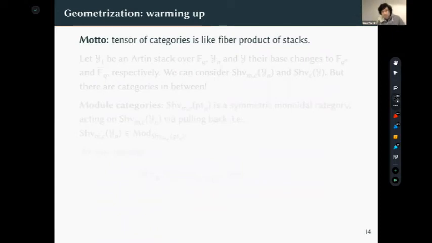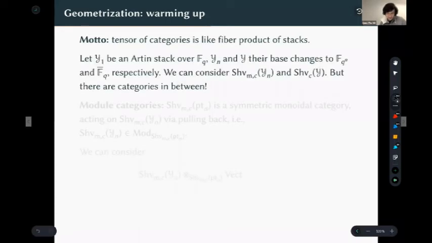Okay, so here's the warm-up of how to attack this problem. The model is that tensor of categories is like fiber product of stacks. The reason this is useful is that there are more categories than just categories of sheaves on some stack, and we will really make use of this model. Again, I introduced the notation slightly late, but let Y1 be an Artin stack over Fq. I denote Yn and Y their base changes to Fq to the n and Fq bar respectively. Then we can consider the category of constructible mixed sheaves on Yn and the category of just constructible sheaves on Y. But there are more categories in between.